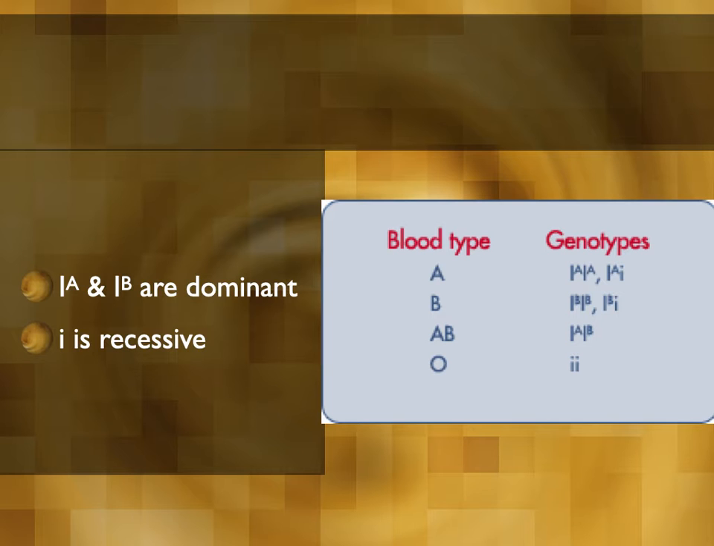Capital IA, capital IB are dominant. That's why they have a capital I. Little i is recessive.